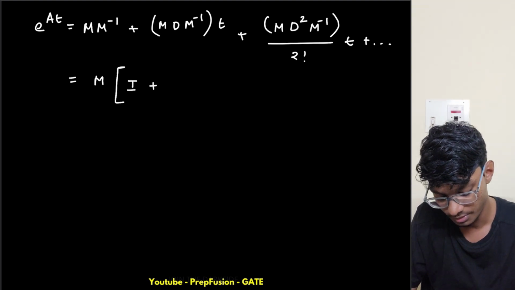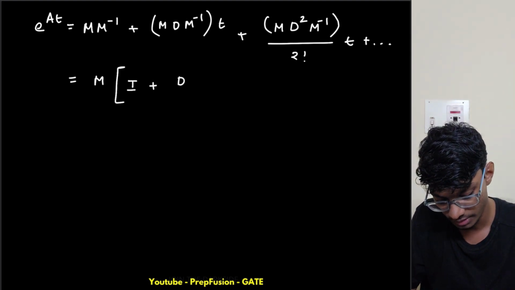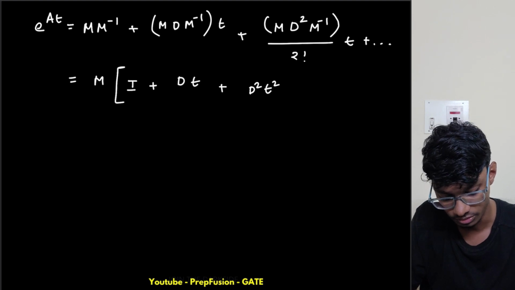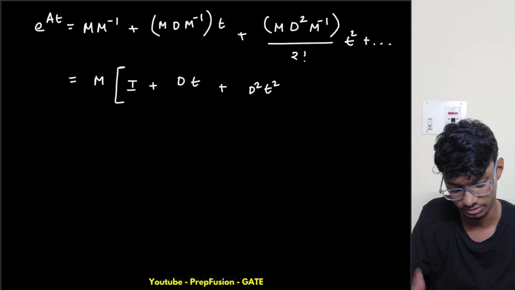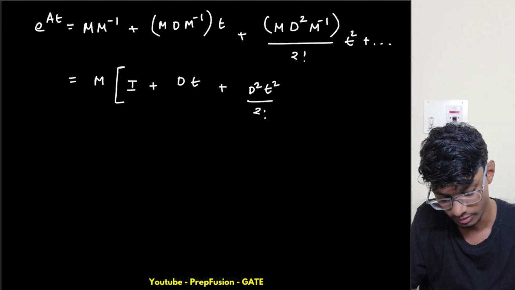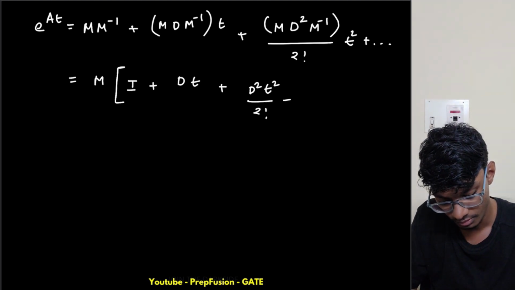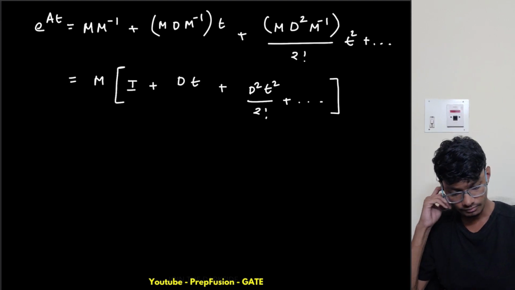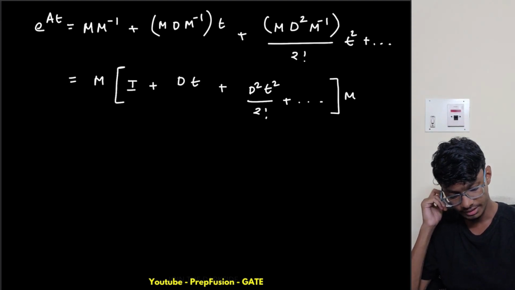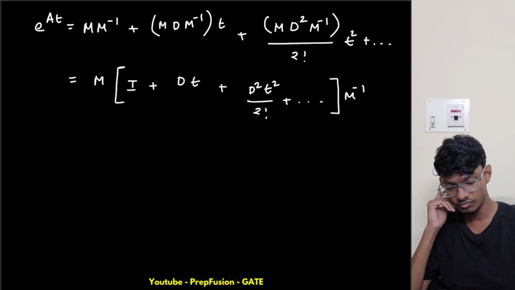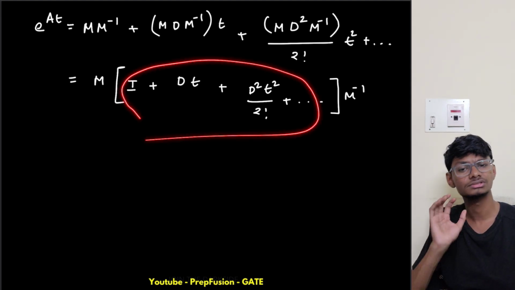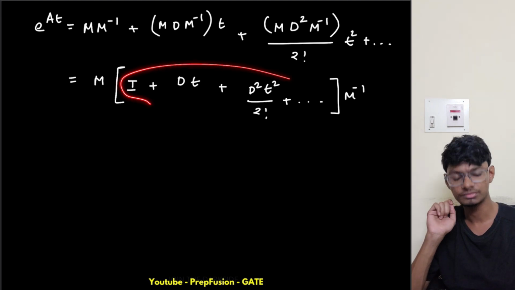Plus this becomes D times t, plus this becomes D squared. Oh, so this also becomes t squared, sorry, I forgot this also becomes t squared. So this is divided by 2 factorial, plus dot dot. And in the post I have an M inverse. Now, does this series look familiar to you?